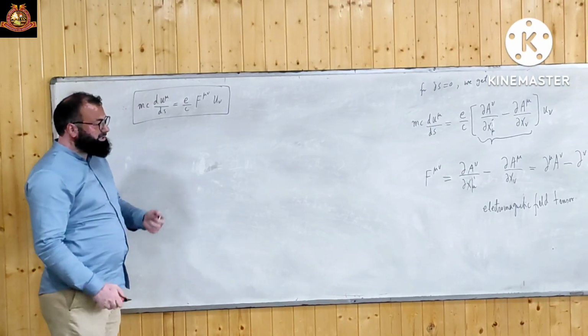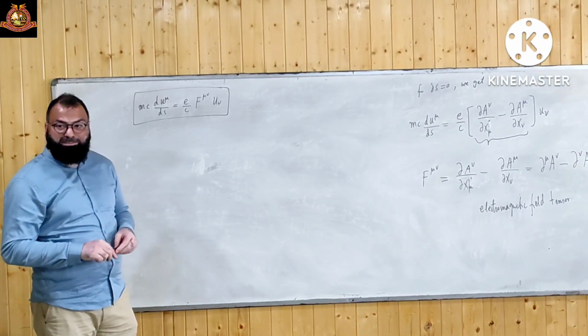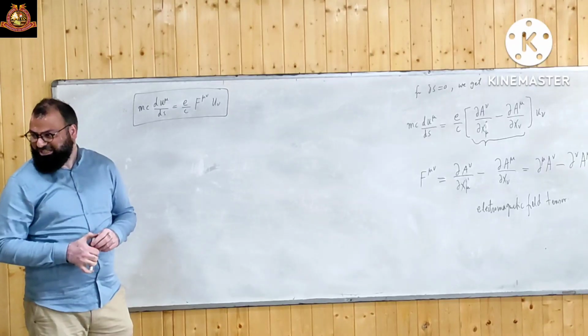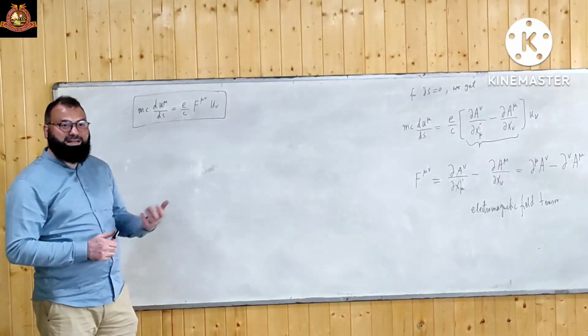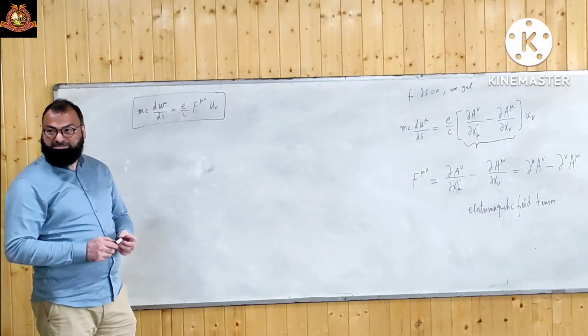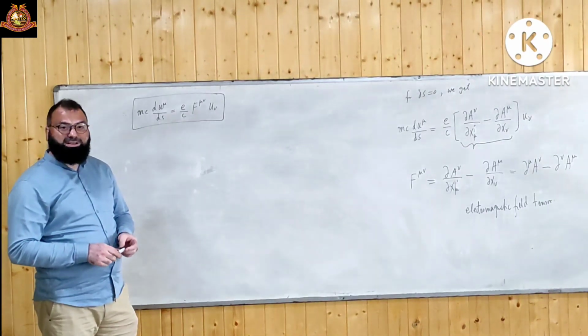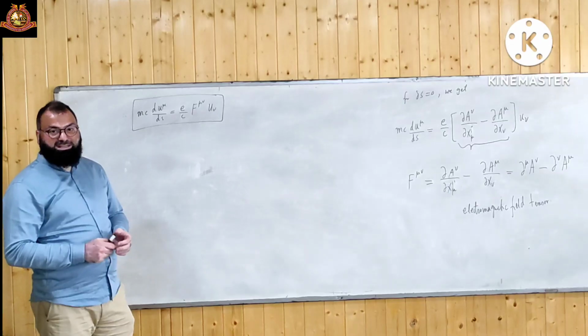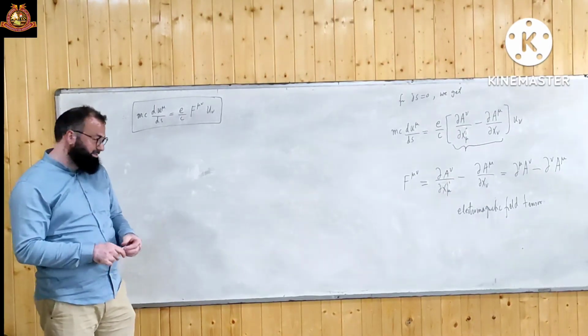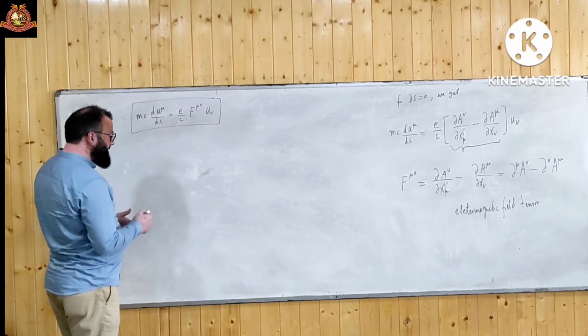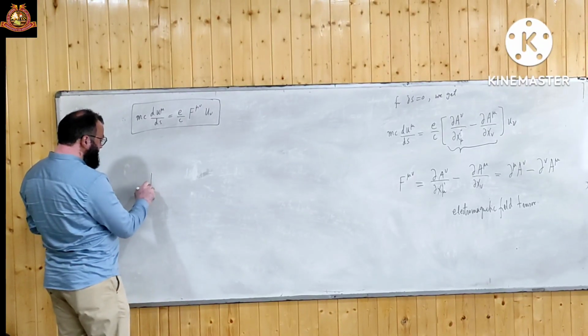Can anyone tell me what is the rank of this F mu nu? 2, is it? So it's a rank 2 tensor. Now we need to figure out what kind of tensor it is, whether it is a symmetric tensor or an antisymmetric tensor. If it is symmetric, I can figure out the components. If it's antisymmetric, I can again find out. Let's first figure out what it is.